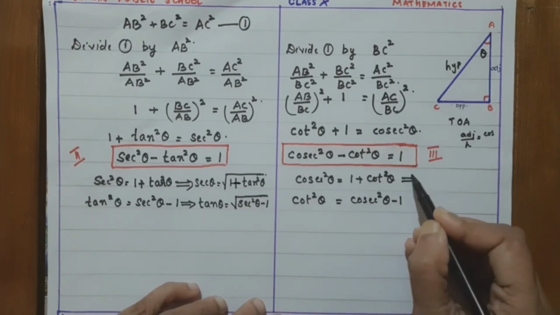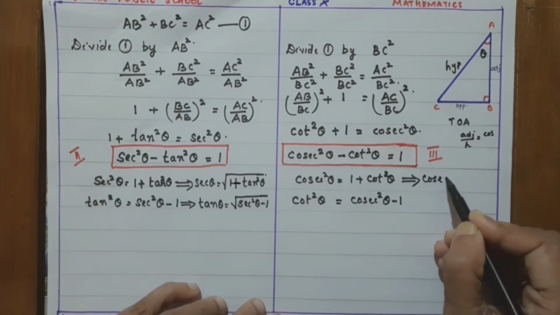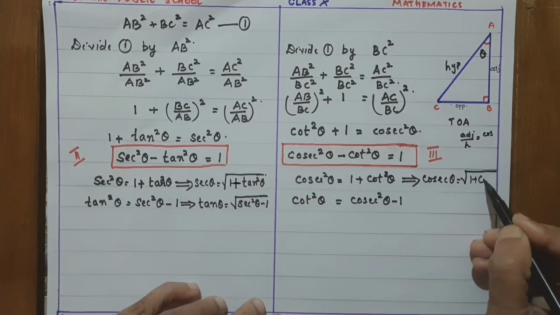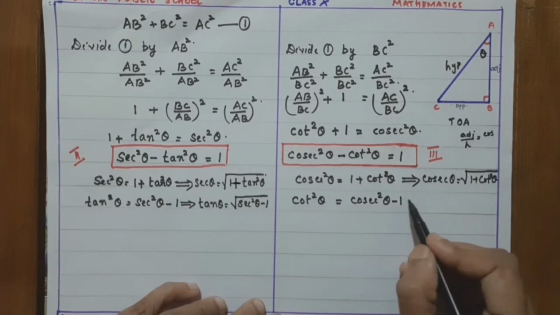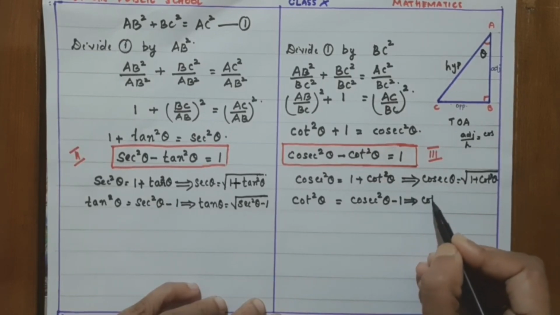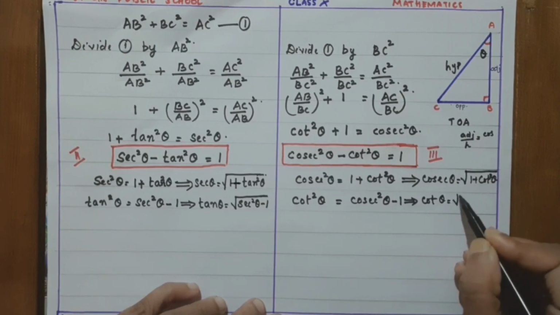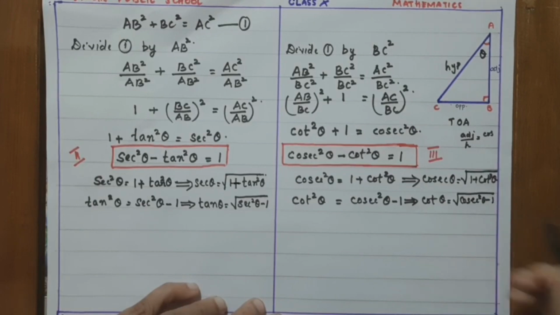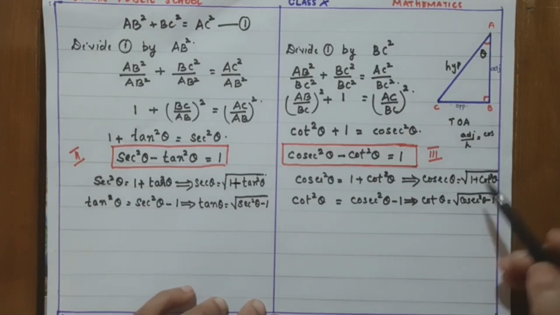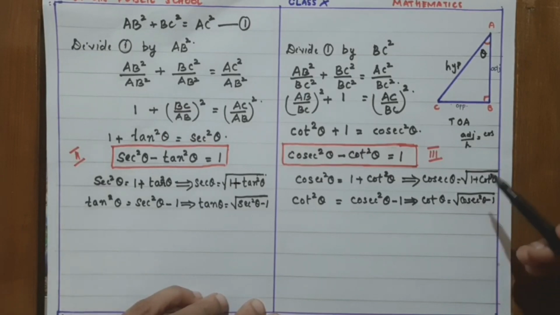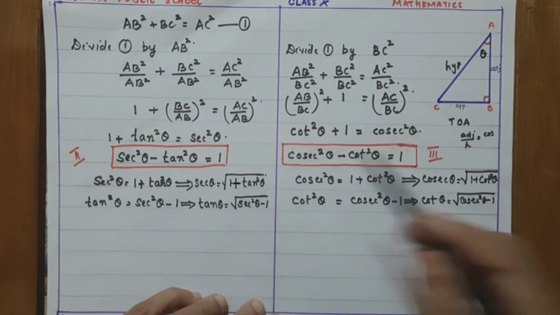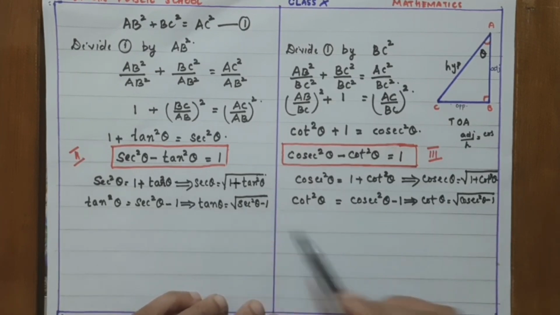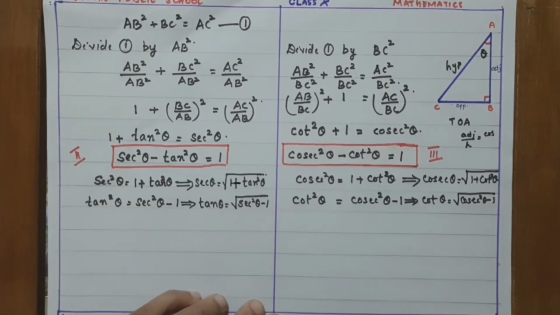And from this we can write cosec theta is square root of 1 plus cot square theta, and cot theta equal to square root of cosec square theta minus 1. Okay, all these are very important. You have to apply all these in the next session. So you have to learn all these identities by heart.